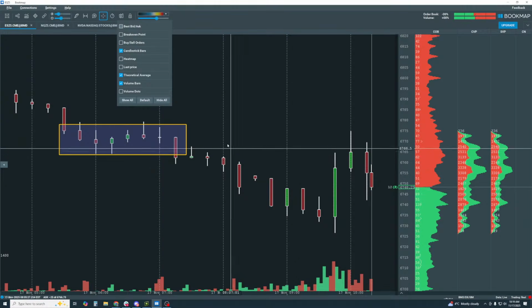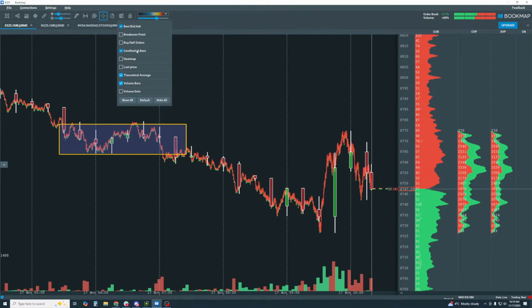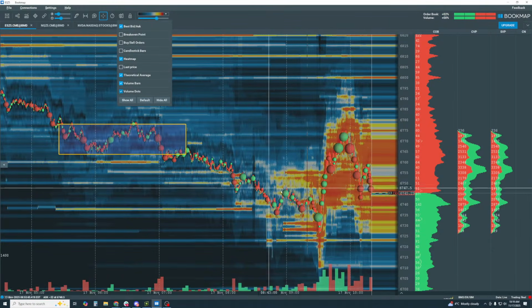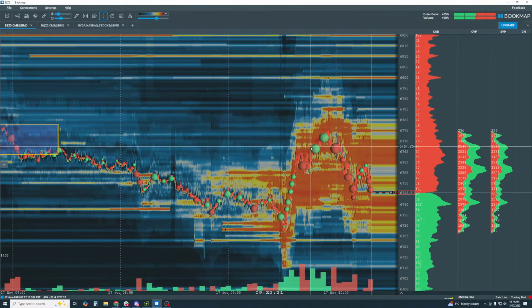Okay, let me turn on everything here. Best bid and offer. Take the candlesticks off, and heat map and volume dots. All right, there we go.